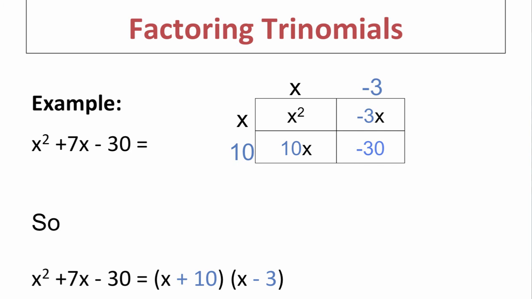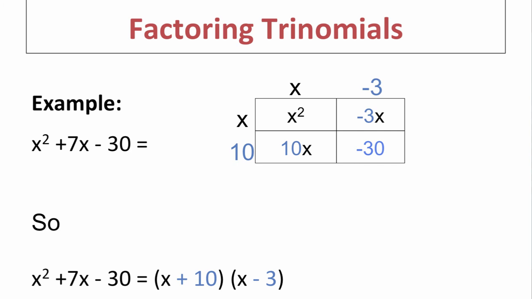Now in this case, the signs are very important. The negative has to go with the 3, and the positive has to go with the 10. You can write whichever one you want first. You can do (x - 3) times (x + 10) because of the commutative property, but you have to have the negative sign with the appropriate value in order to get this correct.